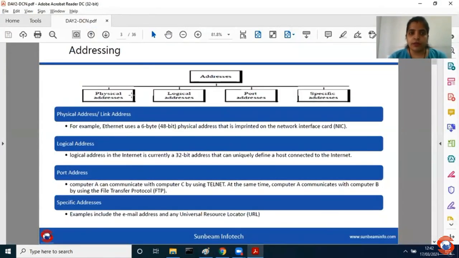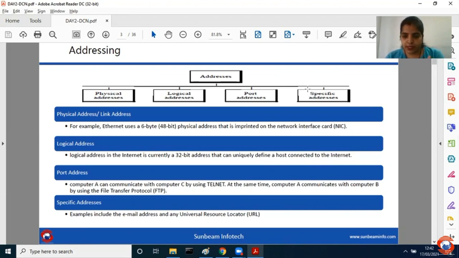Now, let me go over here. Physical addressing. There are 4 categories of addresses. One is the physical address that we have seen, which is also called link address, Ethernet address, MAC address, or NIC address, which is 48-bit. Next comes logical addressing. Logical addressing is 32-bit. It is called IP addresses. Why do we have logical addressing? Because we want our host to be connected over the internet.